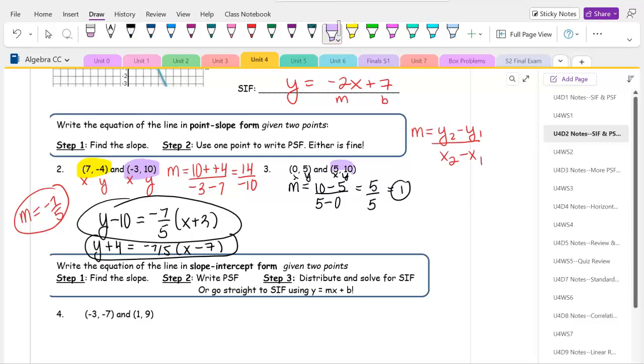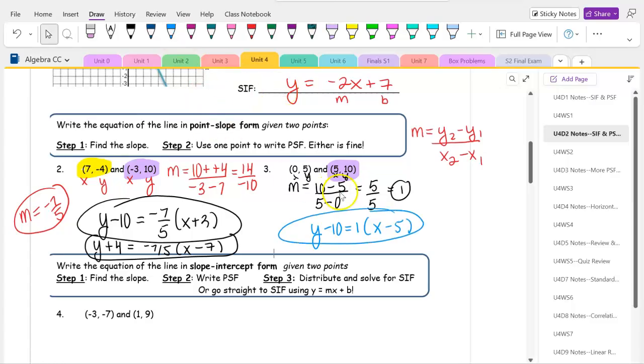Now pick whichever point you want. I'm going to do 5, 10, and write point slope form. Y, and then the opposite of your y coordinate, equals 1, which is your slope, x, and the opposite of your x coordinate. And there's point slope form.